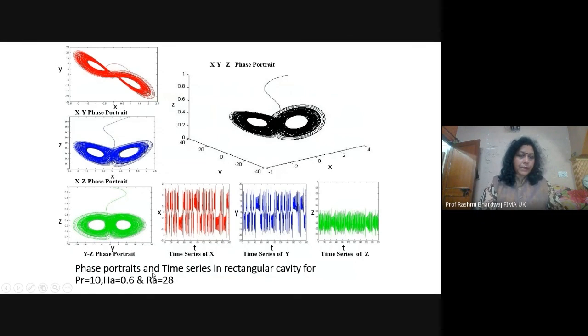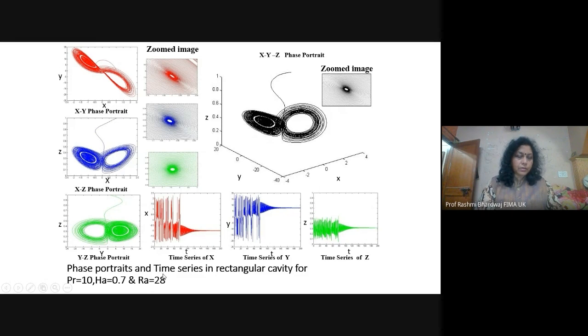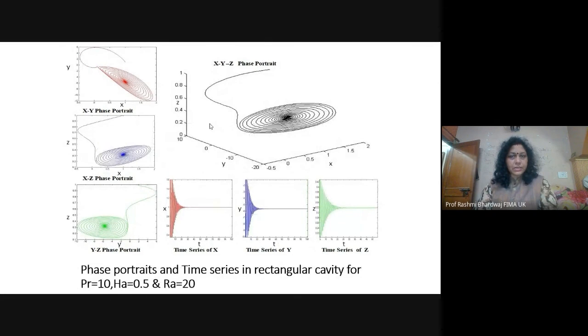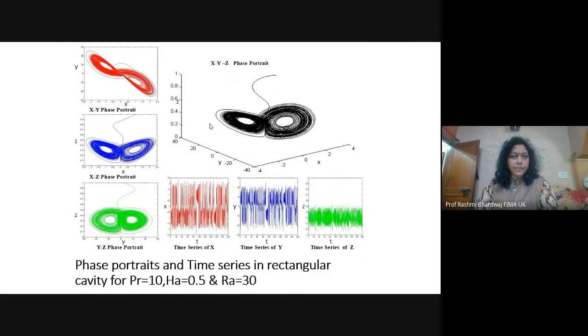And see here, the Prandtl number is 10, the Hartmann number is 0.6, and the Reynolds number is 28, so we are getting a chaotic situation. Now what we are doing is keeping these as they are and controlling this number. The Reynolds number is 28, but we change the Hartmann number to 0.7, and we get a limit cycle form. Now you see that as the Hartmann number becomes 1.3, we get regular trajectories. These are very good results, and this paper is published in Mathematica Applicanda, which clearly shows how we can easily control the trajectories.